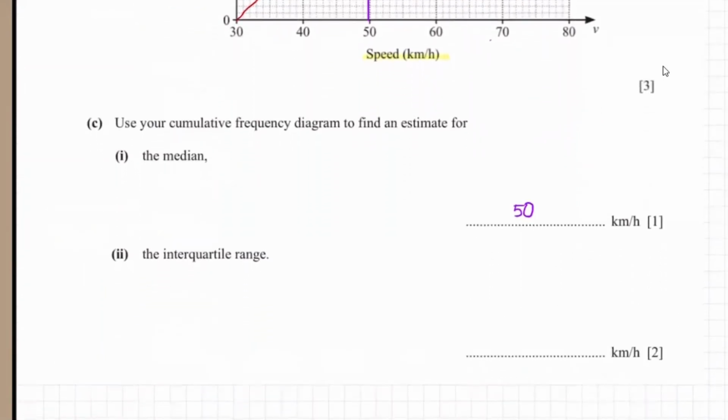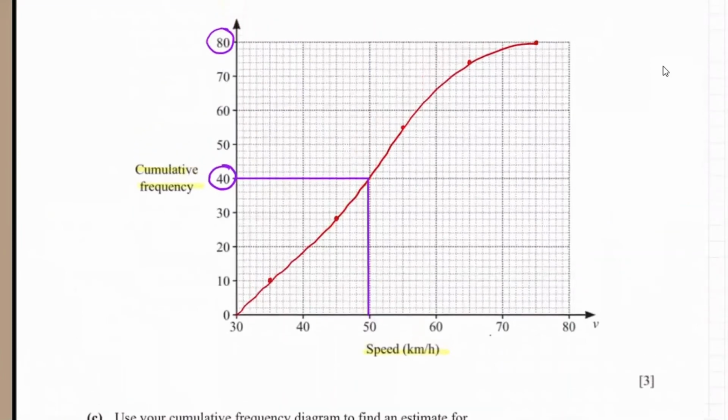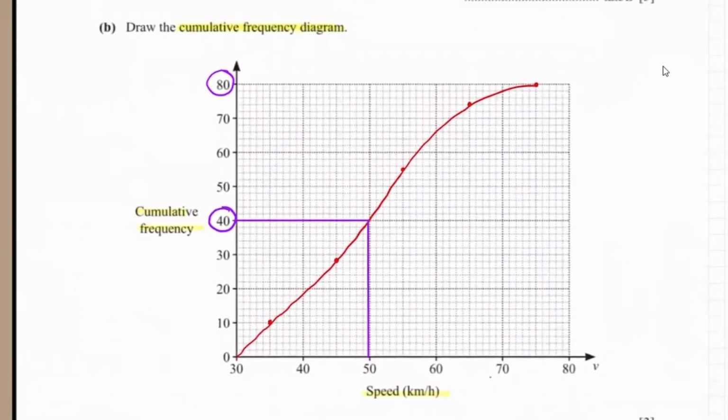Interquartile range. Interquartile range is calculated by finding the upper bound, which is the upper quartile, subtracting it from lower quartile. Okay, so upper quartile minus the lower quartile. What is upper quartile? Upper quartile is 75% of your graph and lower quartile is 25% of your graph. So let's go back to the graph and let's check. So 75% of 80 would be 60 and 25% of 80 would be 20.